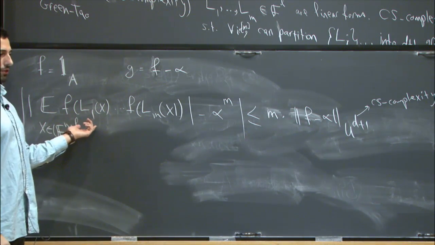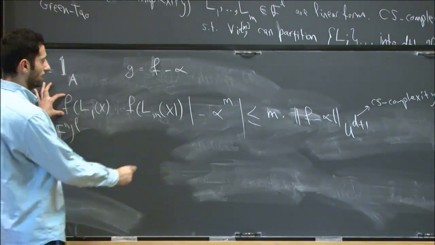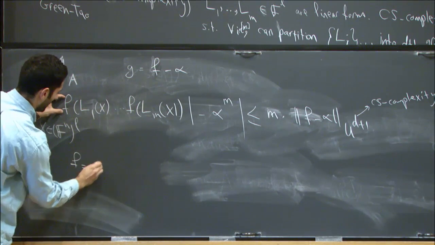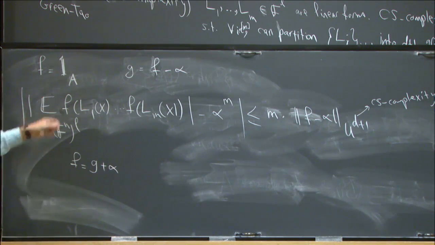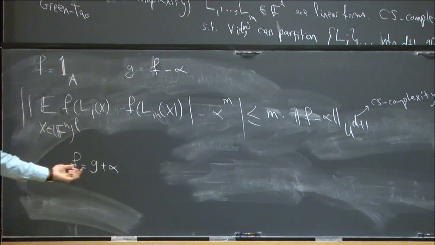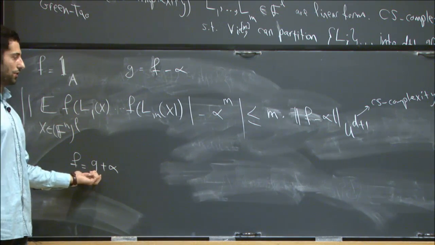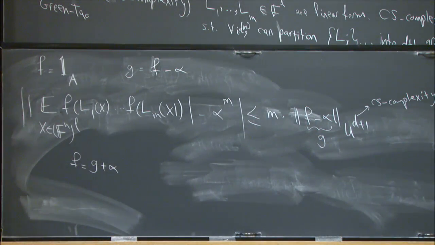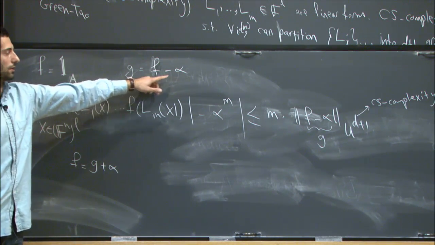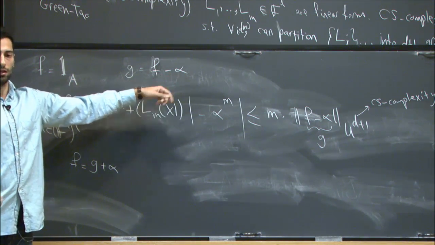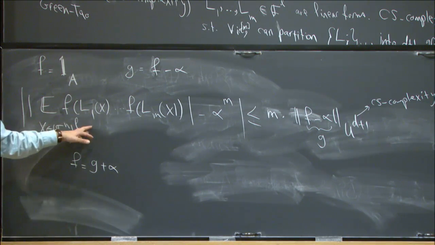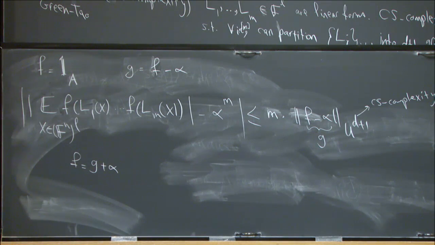So why is this true? You can just really apply the chain rule. You can look at this difference and write f as g plus alpha, and then just expand it out with terms that each of them has at least one appearance of g. So basically, if I have a set A where the Gowers norm of my characteristic function minus a constant is small, then I know that my set actually behaves randomly according to the collection of linear forms.